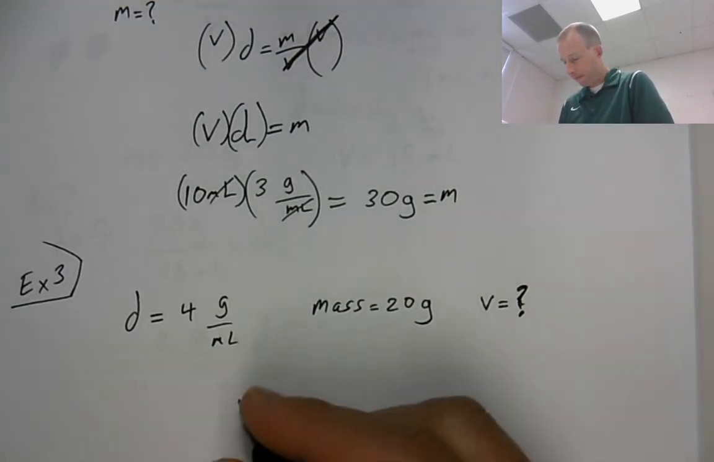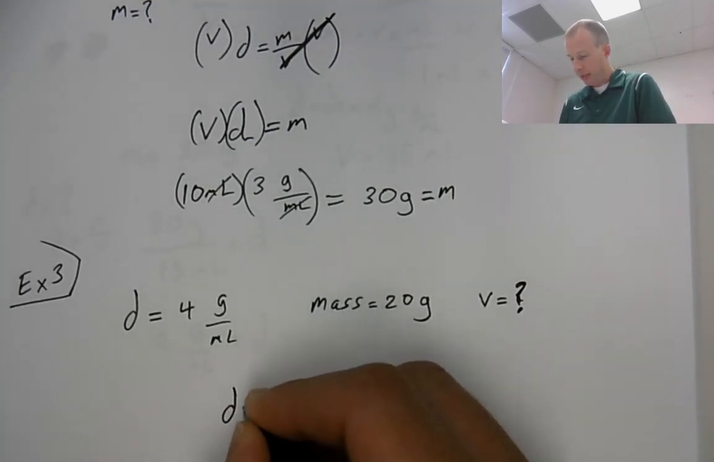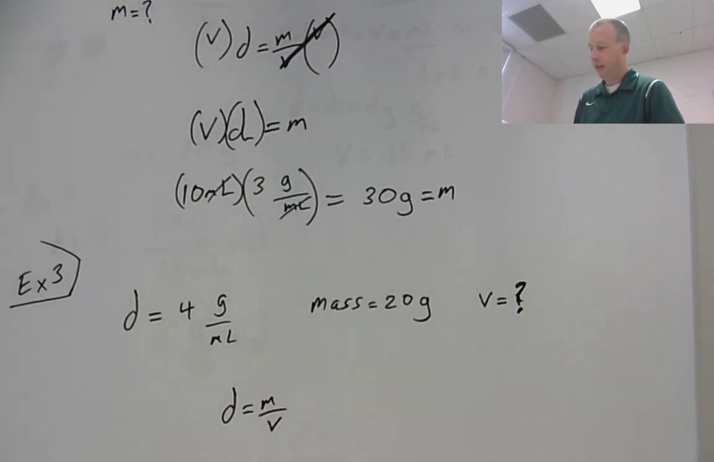So again, you've got your formula. Density is equal to mass over volume.